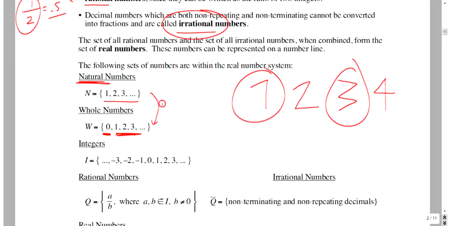These are all the natural numbers. These are included in here. We're just going to add a 0 and call it whole numbers. Okay? This is something you need to memorize.